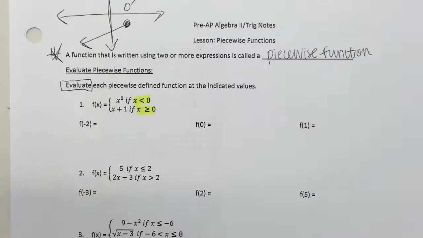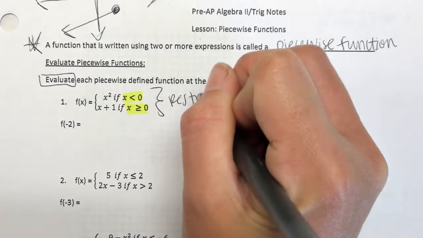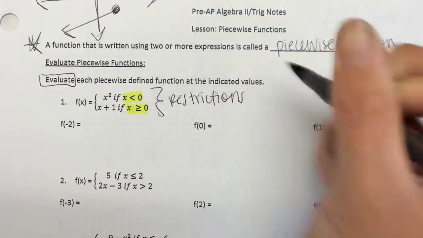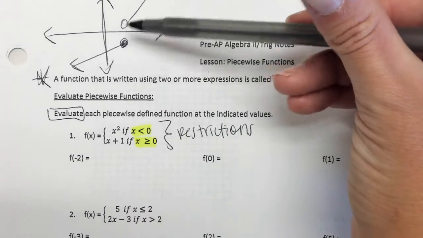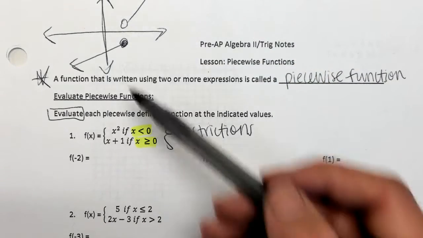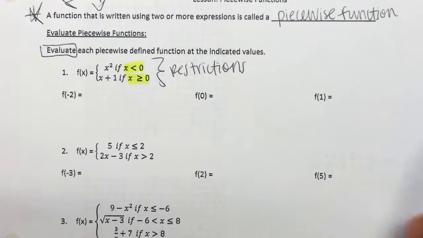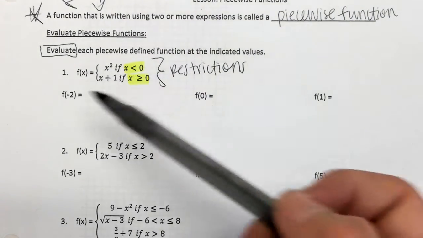So the part on the end is called your restrictions. Make sure you write that down. And this kind of tells you where one piece starts and one piece ends on your graph. So these two pieces will start and end at the x value of 0. They also tell you when we're evaluating which piece to plug these values into.